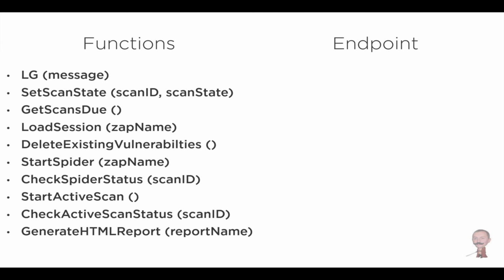The next two functions are tied to the database and not the endpoints as well. The set scan state is where we set the current state of the scan to prevent scans from running over one another. The get scans queries the database to see what requested scans are ready to be run. And then the load session. So load session loads the session of the scan you want to run in ZAP.